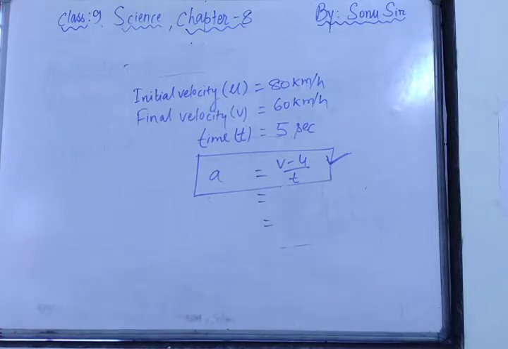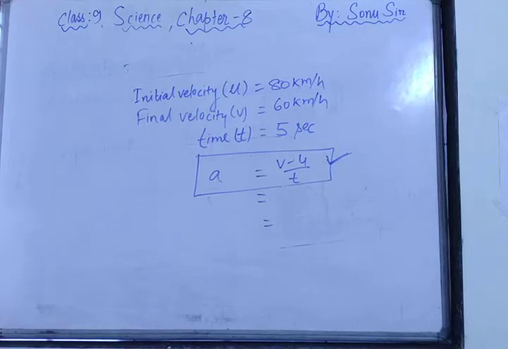Can you calculate its acceleration? What will you do to calculate the acceleration? Acceleration is v minus u upon t, right? So you can see here 80 km per hour, 60 km per hour, and time is 5 seconds. But here there is one thing: it is given in hour. What you have to do? You have to change this thing into hour only, means the time should also be changed into hour.